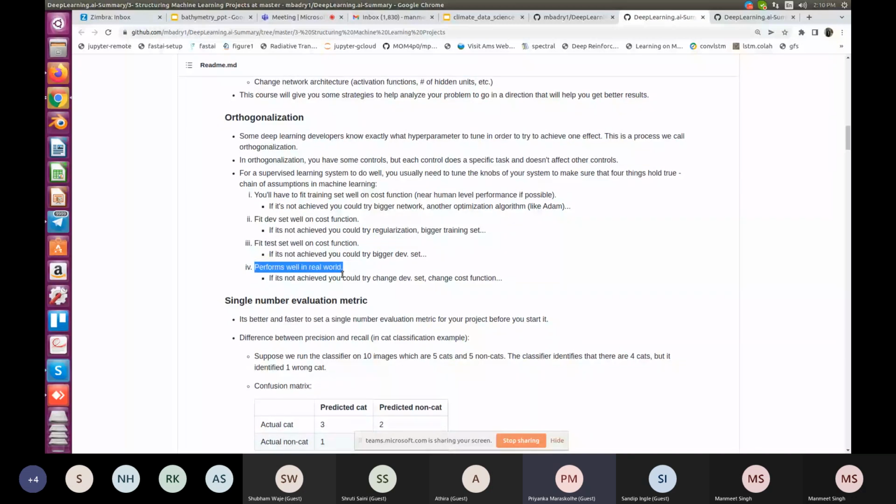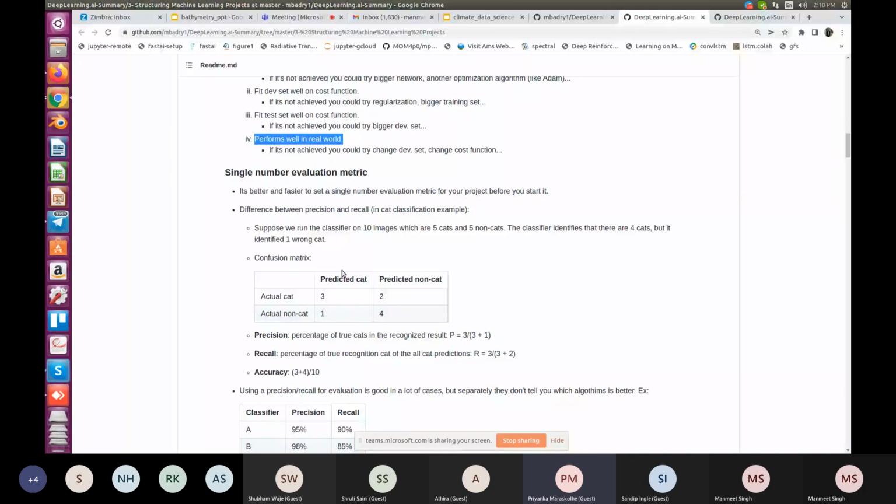Now there are different evaluation metrics. The title of the next topic is single number evaluation metric. He says that it's better and faster to set a single number evaluation metric for the project before you start it. There is a difference between precision and recall. I think you must already be aware of the confusion matrix from your statistics course.